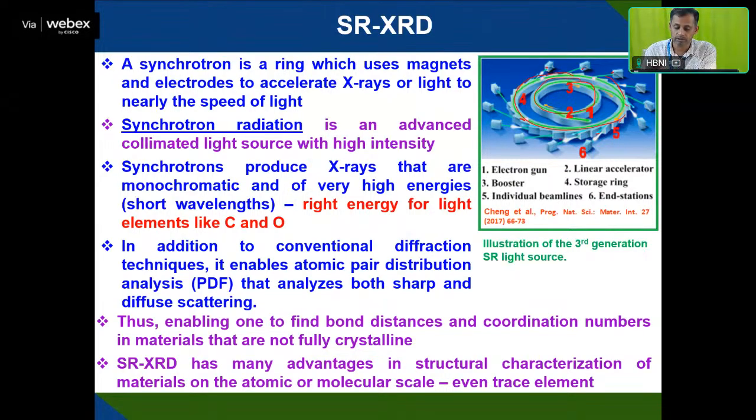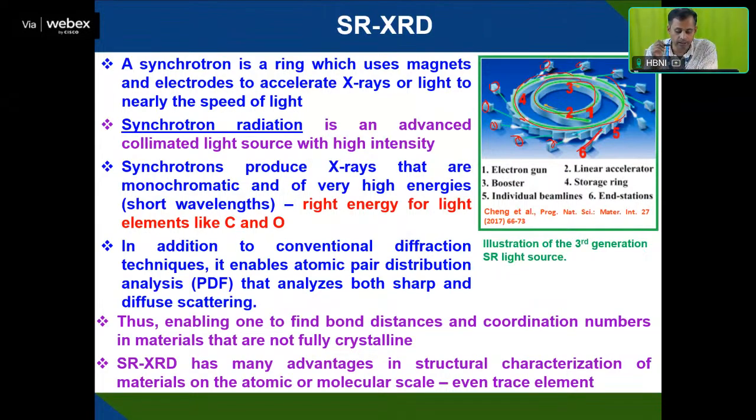Then what will happen? The synchrotron radiation is an advanced collimated light source. Because of high speed, these are the different types of outlets from where you will be able to collect the data. You can see the outputs here. At different equipment you can get the data, and you get that high speed, highly energetic X-ray source, and then you can go for the analysis.